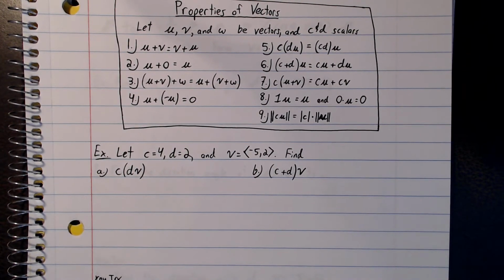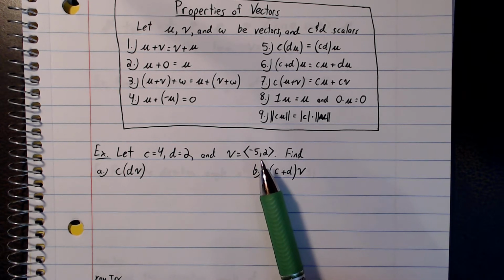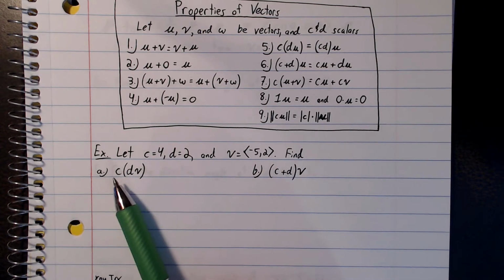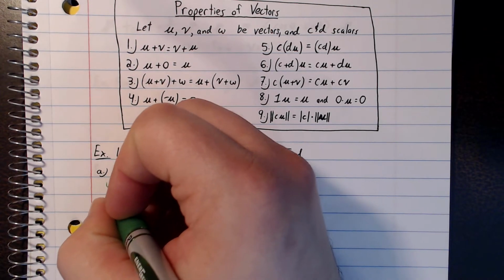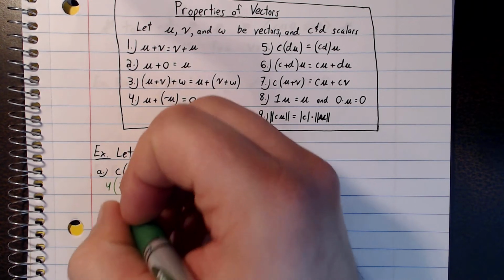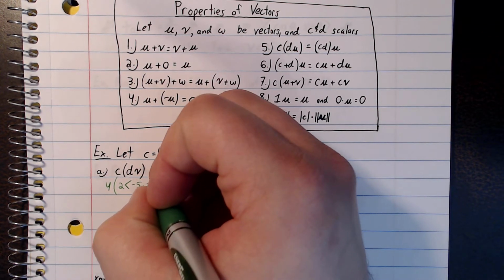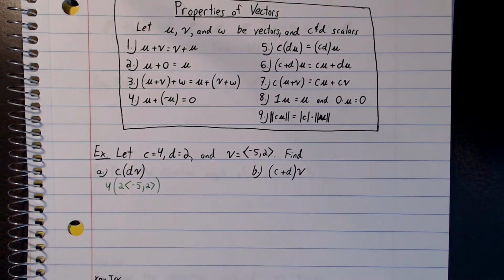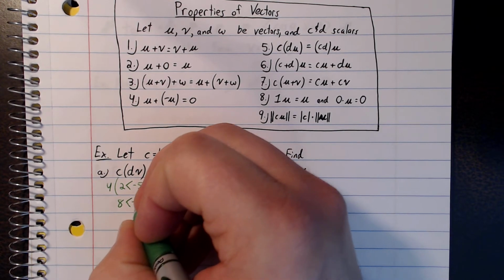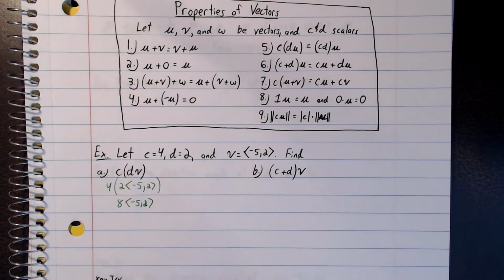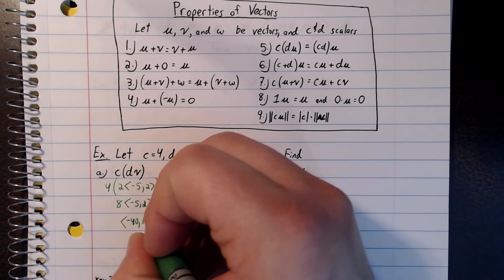Alright, so they give us c as 4, d as 2, v as <-5, 2>, and they want us to find c times d times v. So that would be 4 times 2 times our vector <-5, 2>. But what we can do first is multiply this 4 and this 2, which is 8. And then we can distribute. So that would give us <-40, 16>.